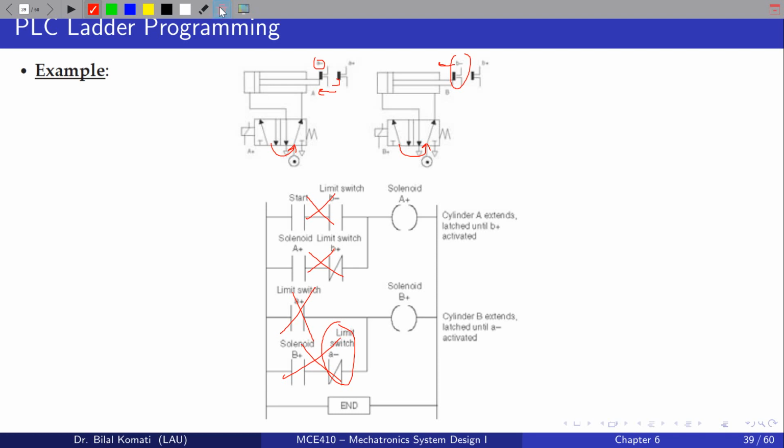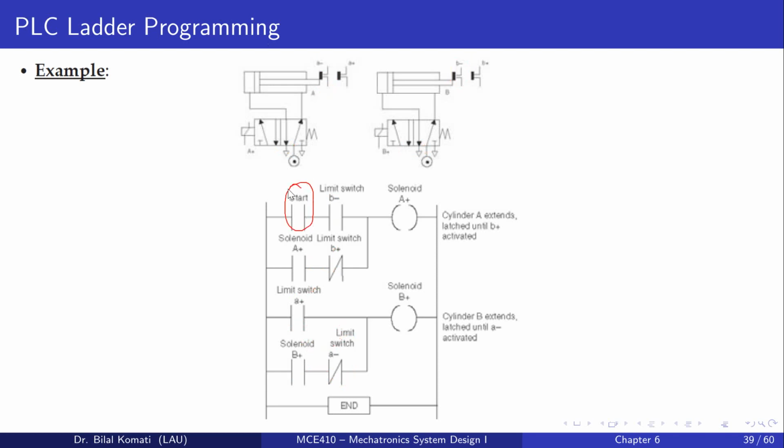So if we want to repeat the cycle, we can press start again. We can also do it automatically, so we can change the element to be done automatically. So this is an example of how we can perform this sequence using PLC control.